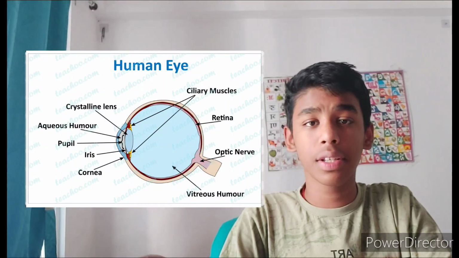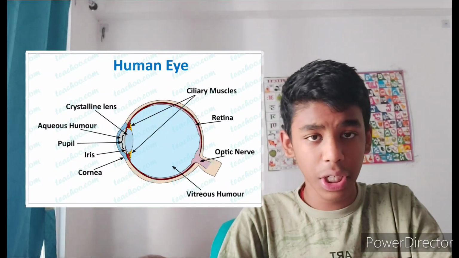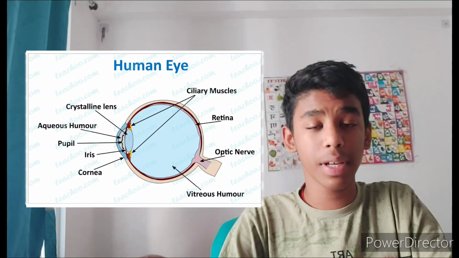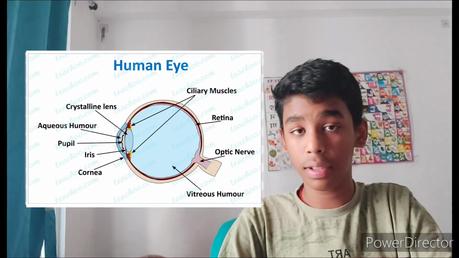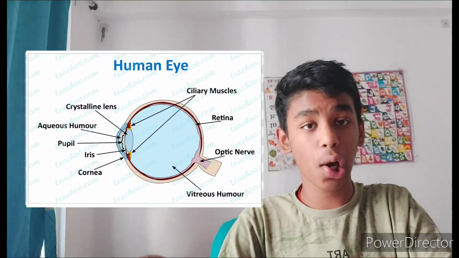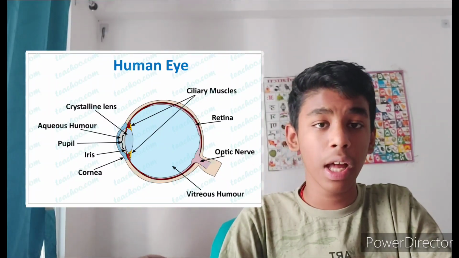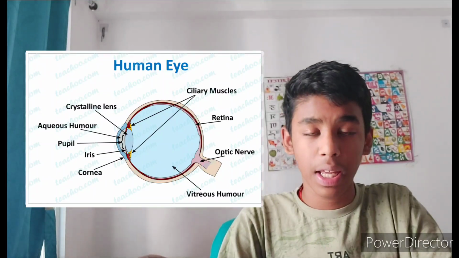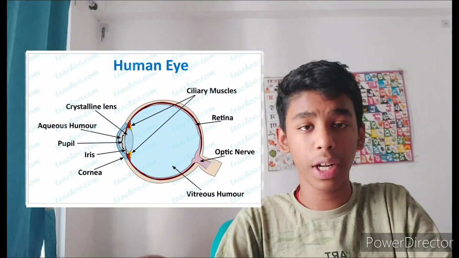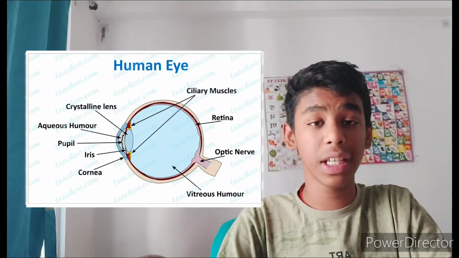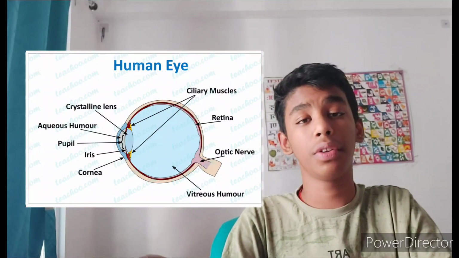After this, there is the crystalline lens. The crystalline lens is controlled by the ciliary muscles. The crystalline lens function is that it focuses the object on a specific image. It forms on the retina, and from the retina, the signals go to the brain, sending a message that we have seen something that has formed on the retina.